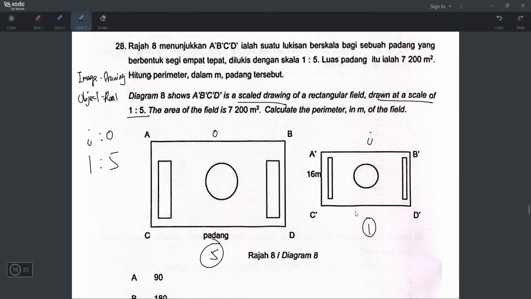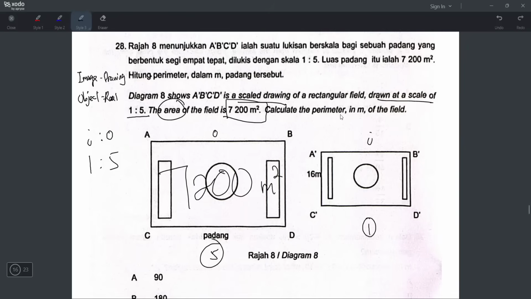Okay, now they say the area of the field is 7,200 meters square. Okay, I think they're talking about area of field. So what do you think? Is this area of object or area of image? Field. Is it the drawing or the real one? Field, of course. So it's talking about the object, the real one. So the real one is this one. So the area for this is 7,200 meters square.